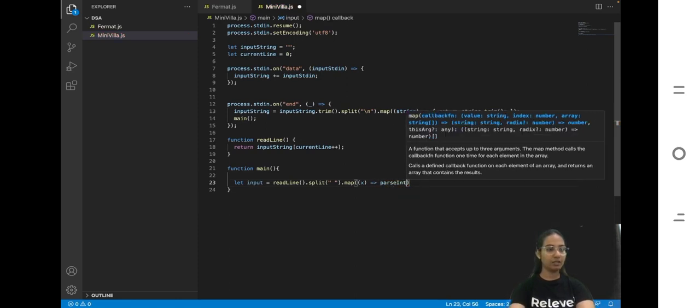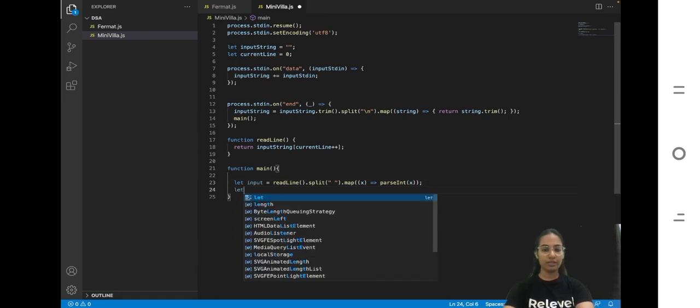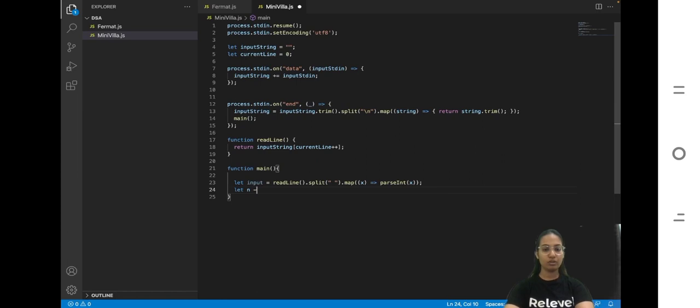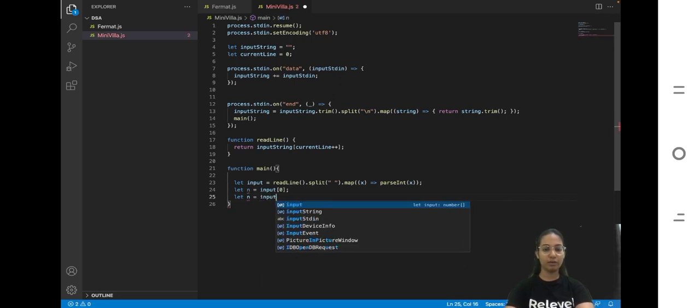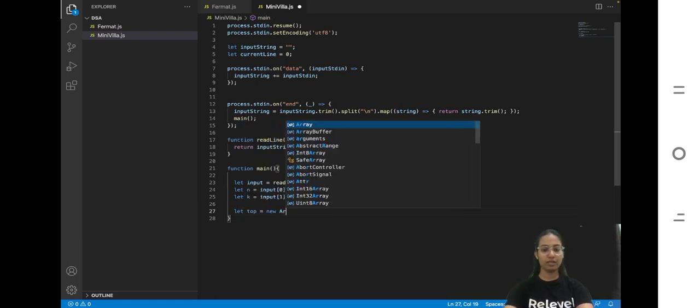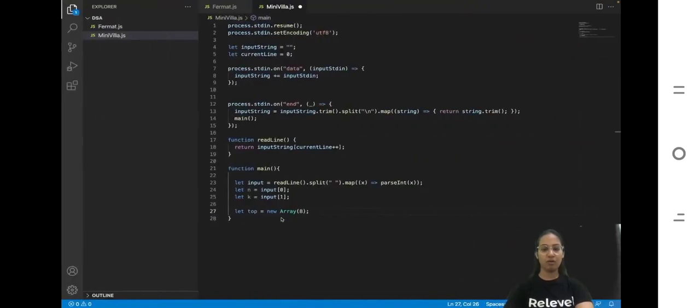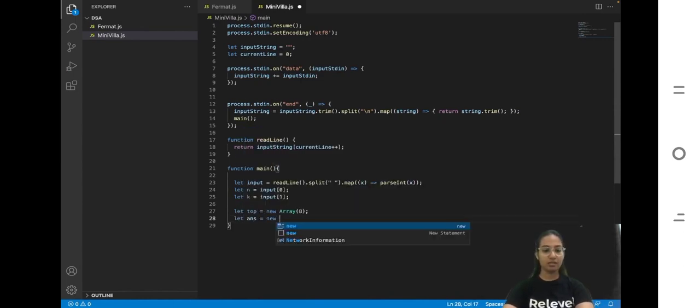Then we do parseInt x and this. All right, now this is the whole line of input. So the first line in this input is the value of n, and the second line of input, which has been converted into an array, is the number of phases we have. Correct? Now what we're going to do is we are going to create a new array. You can create it of any size. I'm just taking some default values over here. Okay, and this is the top array that we have, and this is the answer array we have.